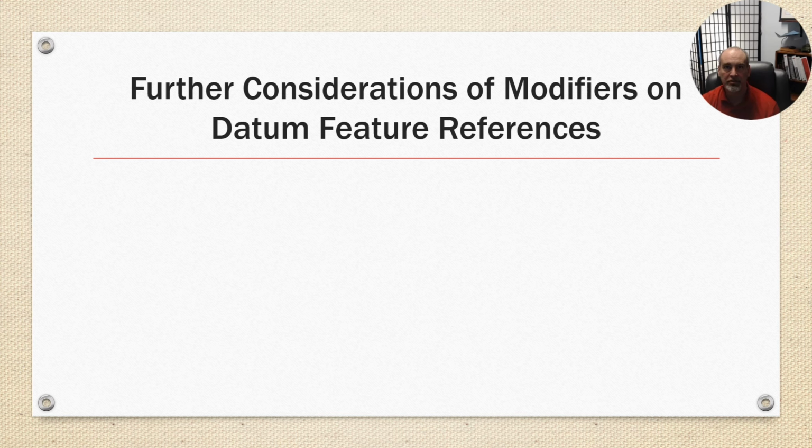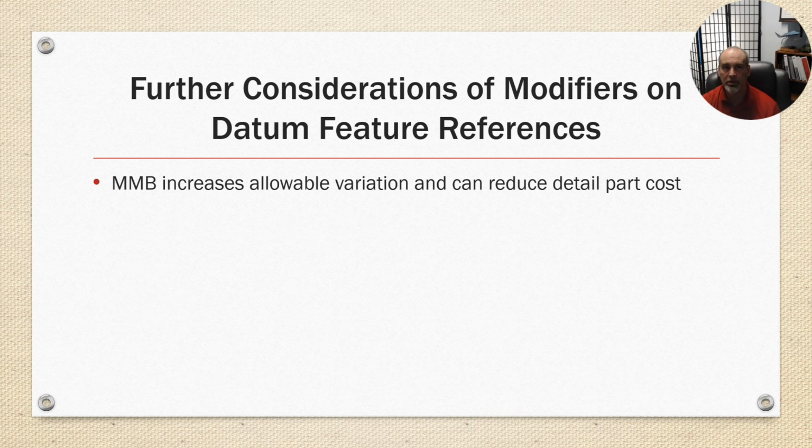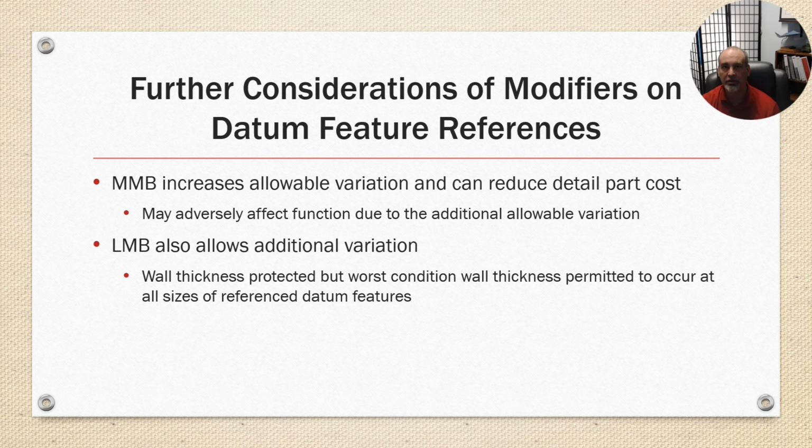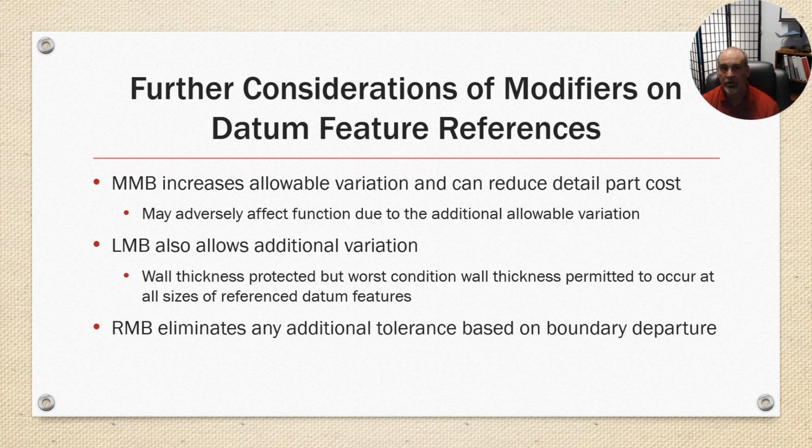Further considerations of modifiers on datum feature references: MMB increases the allowable variation and can reduce detail part costs. When I say detail part, it's an individual part, not an assembly. It may adversely affect the function due to the additional allowable variation. LMB also allows additional variation. Wall thickness is protected, but the worst condition wall thickness is permitted to occur at all sizes of reference datum features. So you've got to be careful when you're doing thin wall designs. And RMB eliminates any additional tolerance based on the boundary departure, and it reduces variation but can also increase cost.